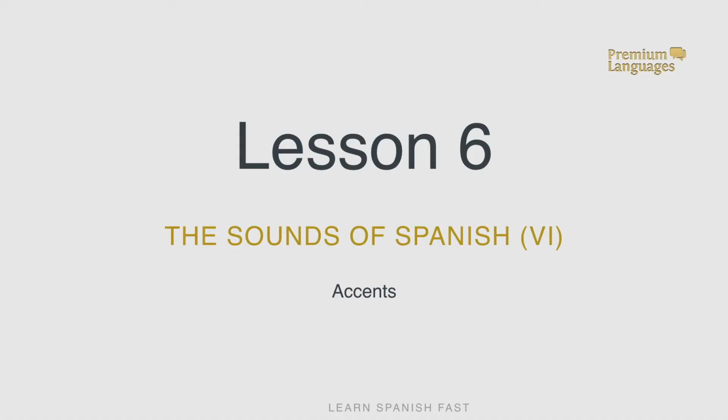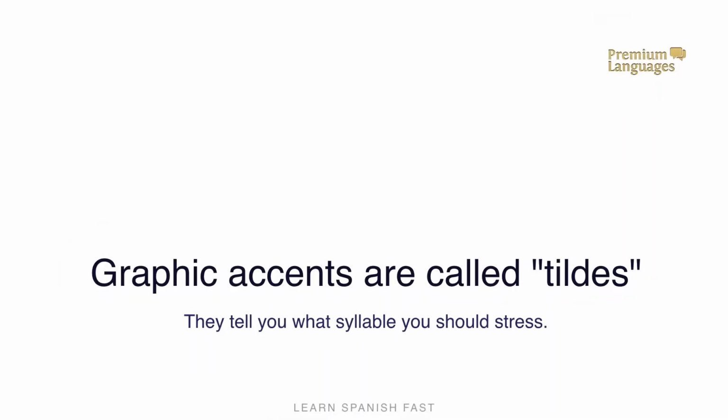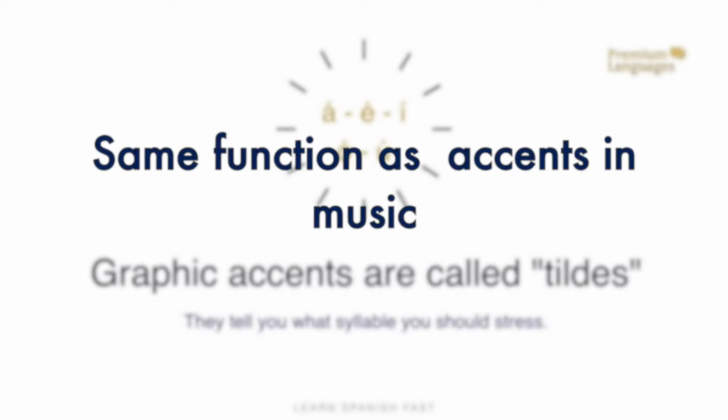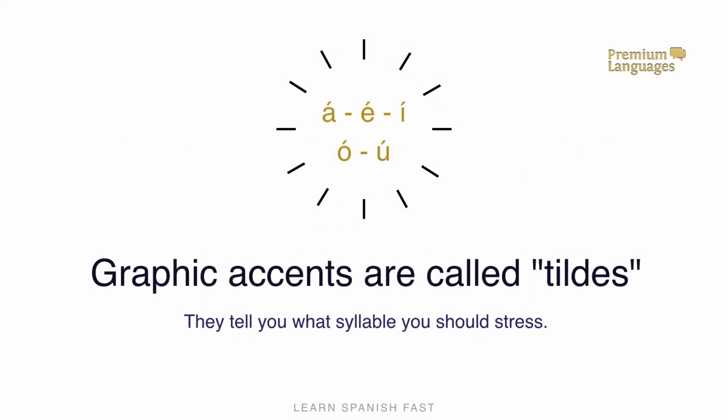Hola! In today's lesson, we're going to learn about accents. In Spanish, the accents are called tildes, and they are on top of vowels to help us with the pronunciation. They are the equivalent of accents in music because they help us decide in what note or what syllable we need to stress.